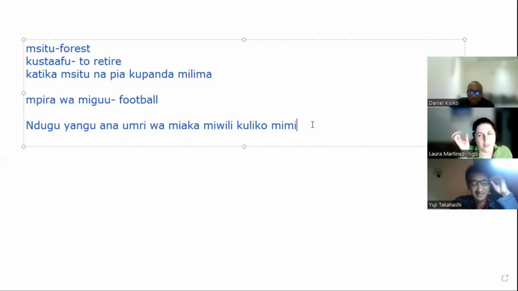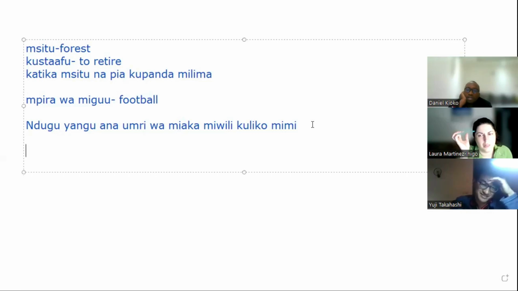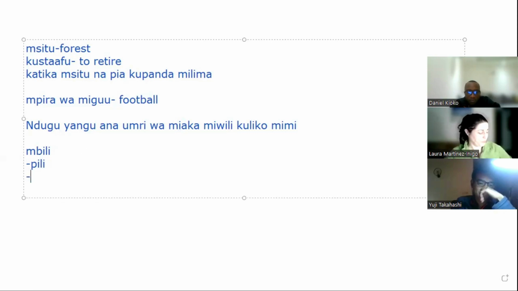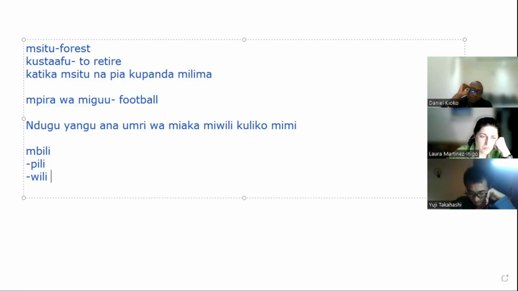Mbili. When we come to agreement of noun class, two will change to miwili. I see, it changes the numbers. Yeah, you will get used to it in class. Mbili, sometimes you can see pili, and then wili. I get it, because of the noun class. But for now, just say mbili. Learn how to say mbili first. Don't worry about that one. It's easy to fix.